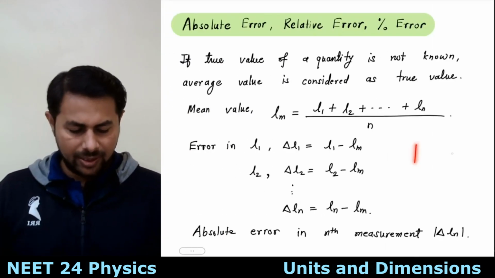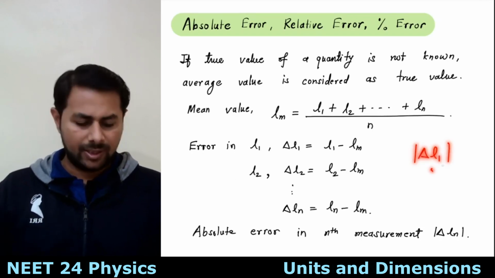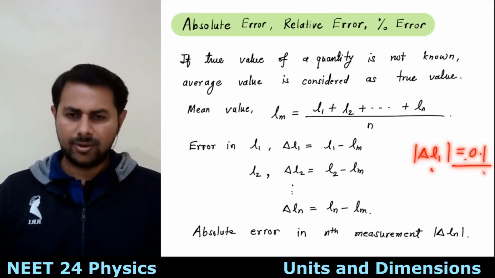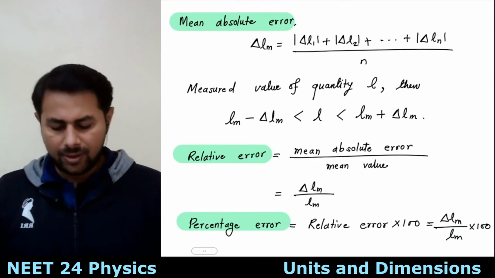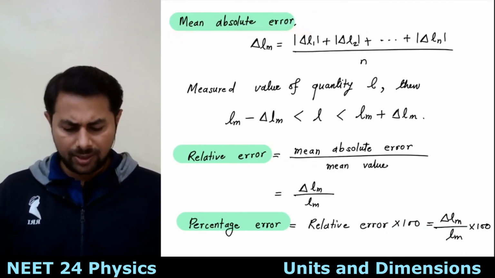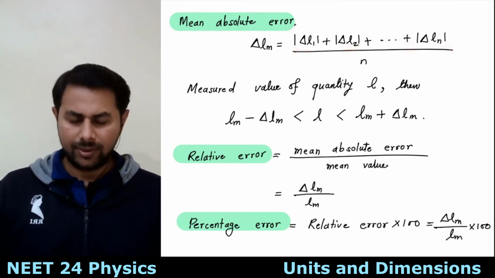What does that mean? Even if the error is negative, suppose delta L1 is minus 0.1, still the answer of this thing would be what? It's 0.1, okay? So we get rid of the negative sign. Then we find out the mean absolute error. What will be the mean absolute error? Just take absolute errors in all quantities, okay?